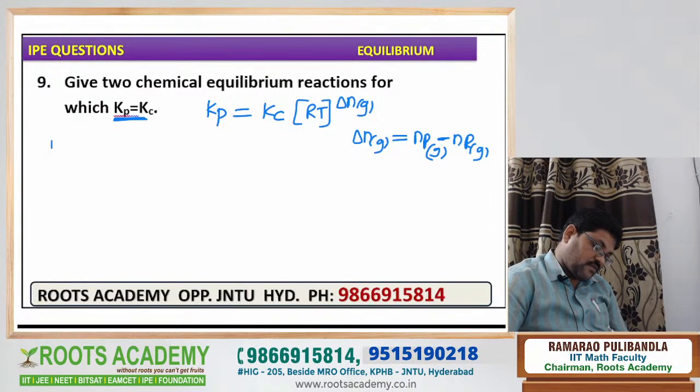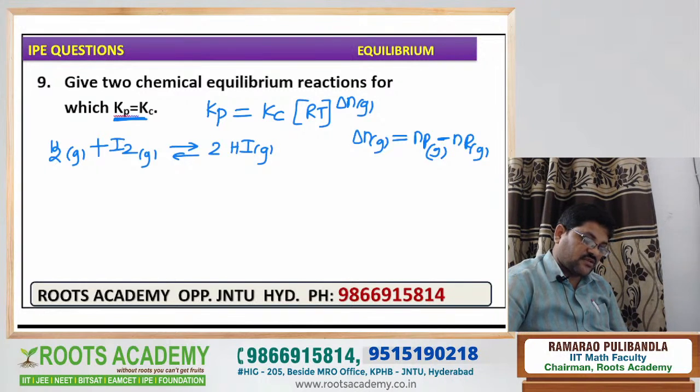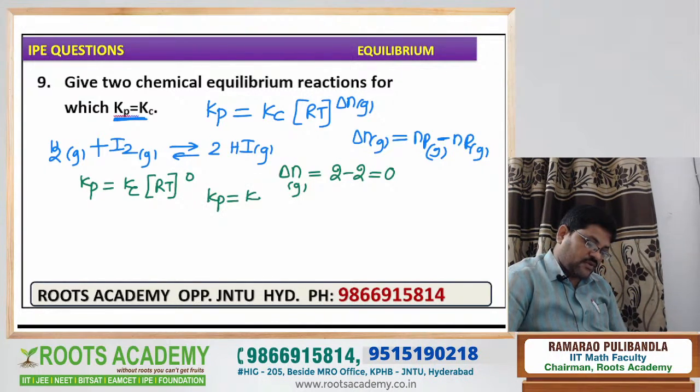We take the first example. H2 gas plus I2 gas gives rise to 2HI gas. What is delta n for this reaction? Delta n gas state is equal to 2 minus 2 is equal to 0. Now for that, Kp is equal to Kc RT whole power 0. Anything to the power 0 is 1. Therefore Kp is equal to Kc.